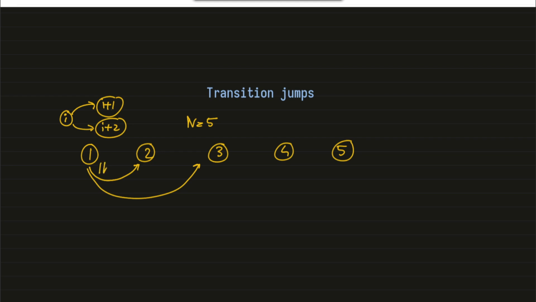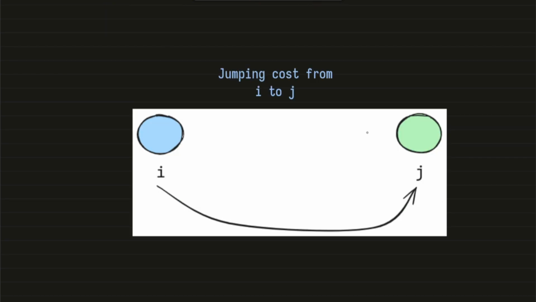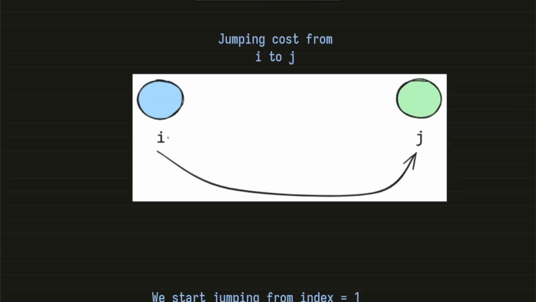The cost of this is |h1 - h2|, the absolute value of the heights difference, and in this case this is |h1 - h3|. This is how the transitions are going to look if, eventually, for some intermediate stage we would have these choices. The fourth stone has only one choice, because the i+1 stone goes outside the range, hence that is not possible. So this is how the transitions are going to look. Next, if we jump from any i to j, the total cost incurred is |hi - hj| according to the question.